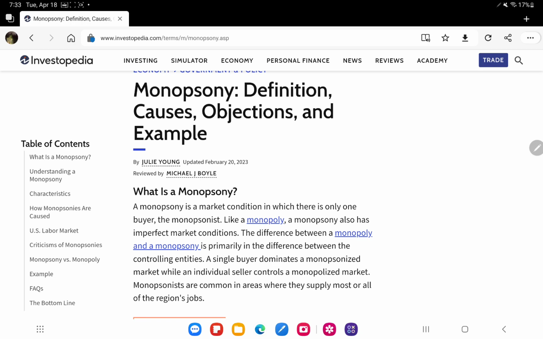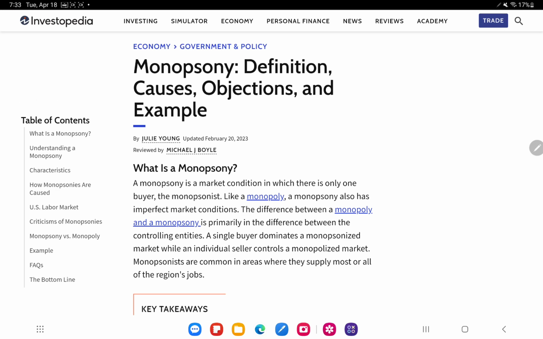According to Investopedia, a monopsony is a market condition in which there is only one buyer. Like a monopoly, a monopsonist also has imperfect market conditions, which means it's not producing efficiently. The difference between a monopoly and a monopsony is primarily the difference between the controlling entities. A single buyer dominates the monopsonized market, while a single individual seller controls a monopolized market.